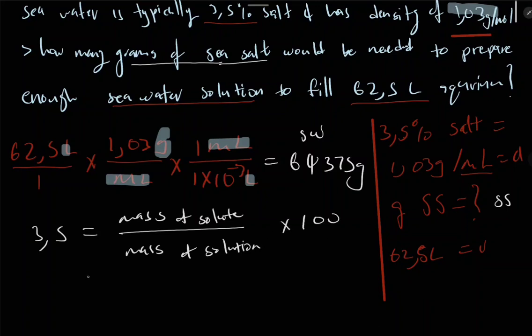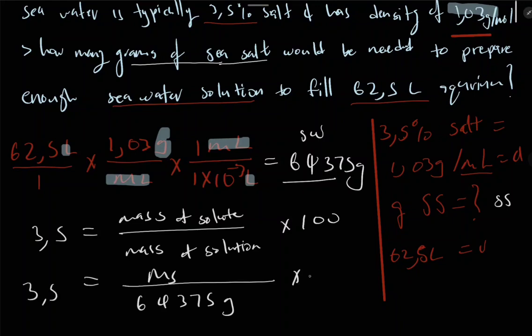Then from this expression, let's try to solve. We have the mass of the solute, MS, and the mass of the solution. We just got that it's our seawater solution, and we just got its mass here. We are going to put it here, 6.4375 grams, and then we have 3.5 times 100, and we only have one unknown, this one. So you can do your math from here.